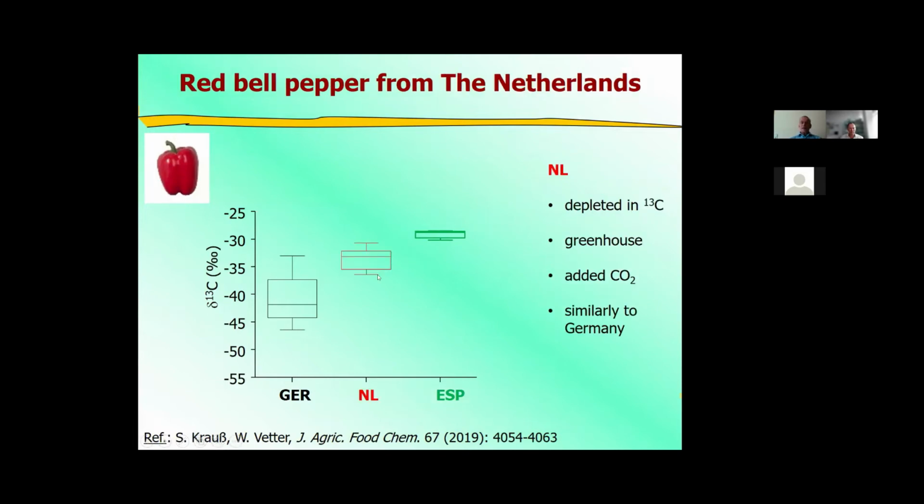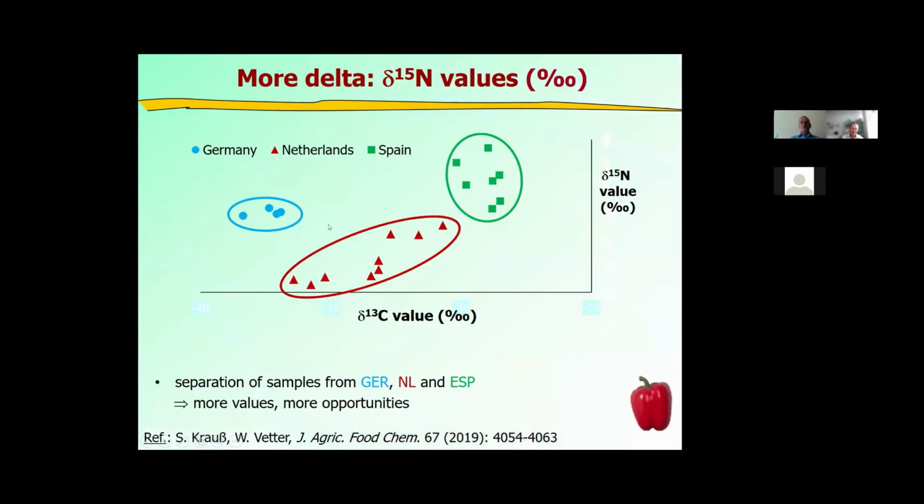If you then look at the Netherlands, in the Netherlands, we had a scenario which was similar to the German ones. So depleted in 13C, so below the values you usually have for C3 plants, that means grown in the greenhouse, that means also added CO2, similarly to Germany, but obviously slightly different and overlapping conditions. And in that case, if you also consider the nitrogen isotopes, we could fully separate the samples irrespective of the season.